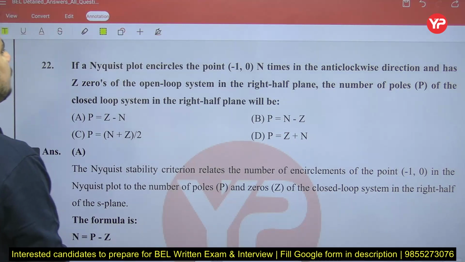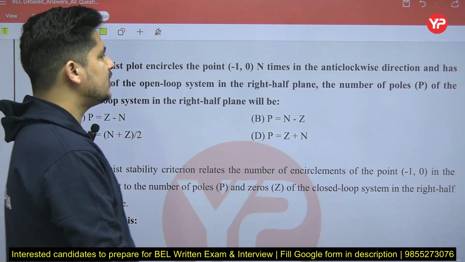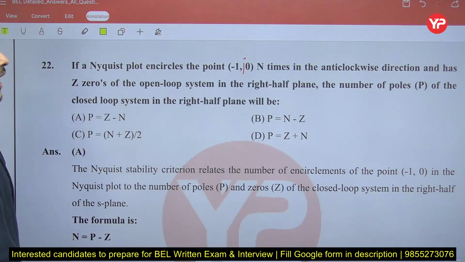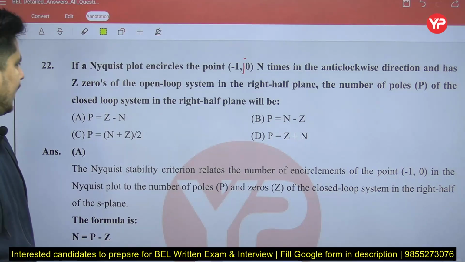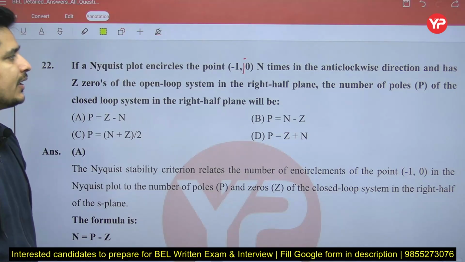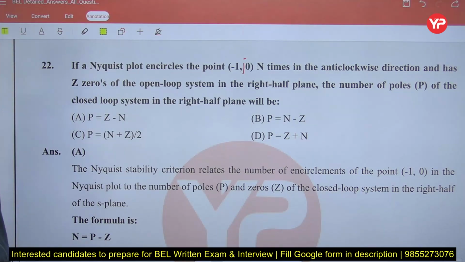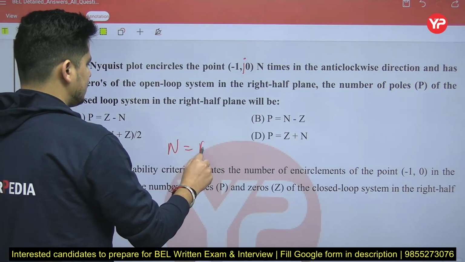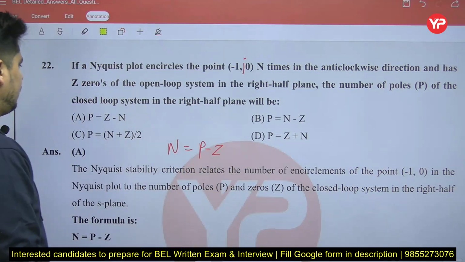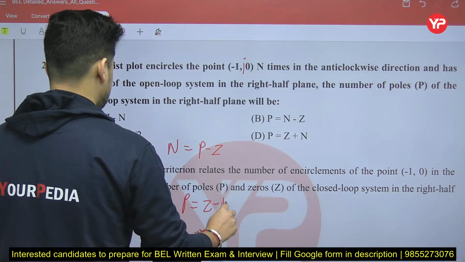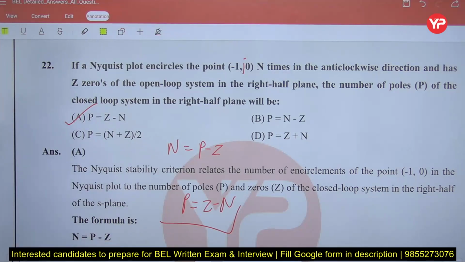In a Nyquist plot, encircling the -1 + j0 point n times in an anti-clockwise direction, and the open loop system has Z zeros in the right half of the S plane, then the number of poles of the closed loop system in the right half of the S plane. So basically n is equal to P minus Z. From this, P is equal to Z minus n. So A will be the answer. Next.